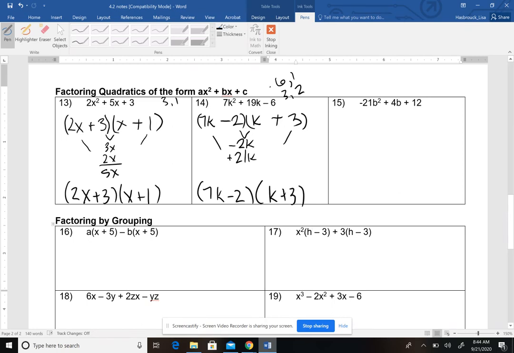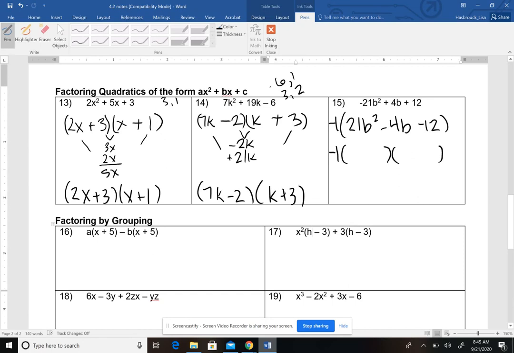Now for number 15, notice that first term is negative. We don't like having a negative first term, so I'm going to take out a negative 1. And this will become 21b squared minus 4b minus 12. So now we'll factor the 21b squared minus 4b minus 12. I do bring down the negative 1 in front. We want to bring that down all the way down to the final answer.